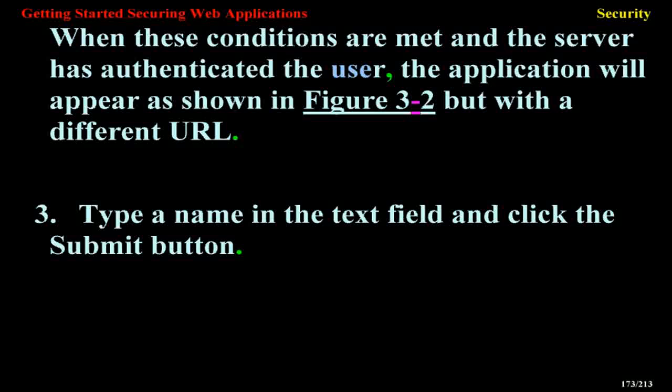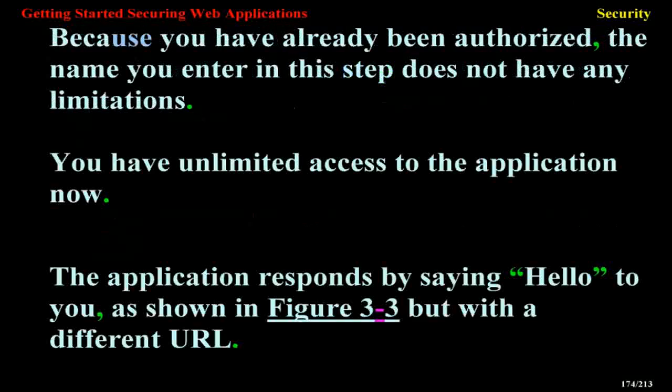Type a name in the text field and click the Submit button. Because you have already been authorized, the name you enter in this step does not have any limitations. You have unlimited access to the application now. The application responds by saying hello to you, as shown in Figure 3-3 but with a different URL.